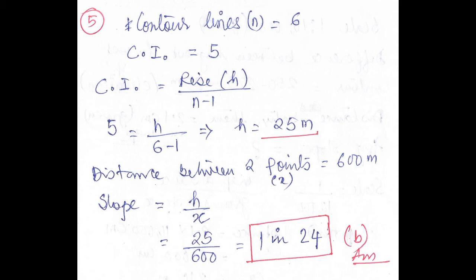So the formula of slope is rise by run. So h by x, value of h is 25. X is what? 600. So if we have to convert it into 1 is to something, what we have to do? We bring the numerator below the denominator. So it converts it into 1 in 24. That is option B.